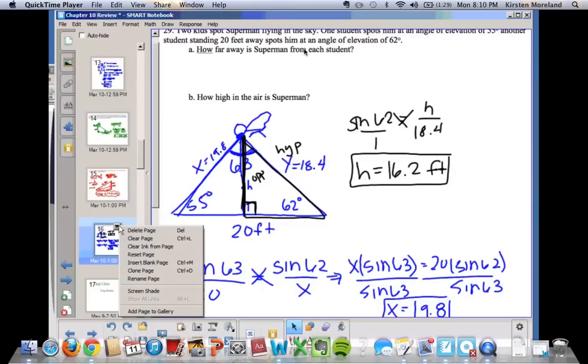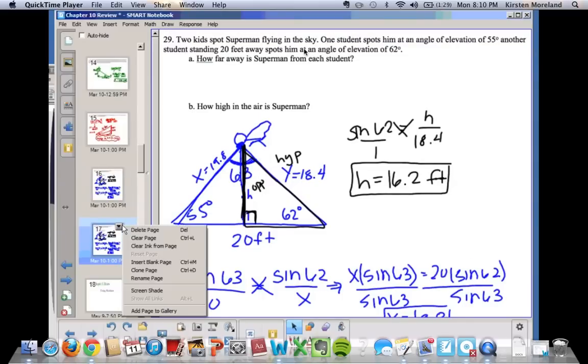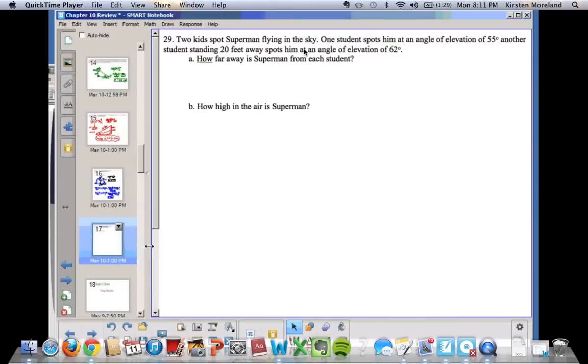Alright, so I'm going to get a new page here with this problem and show you another way to do it. This is probably a better way. It's a little bit more tricky, not much.